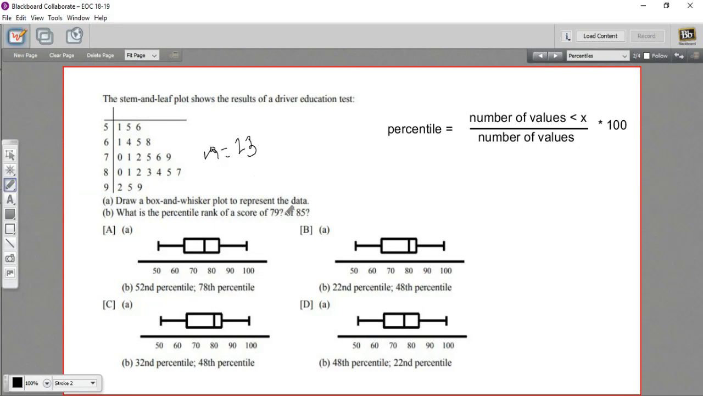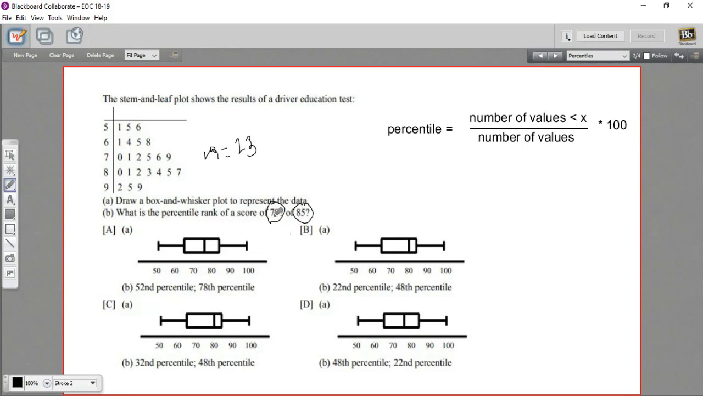They're asking us to draw a box and whisker plot to represent this data, and then to figure out the percentile rank of 79 and 85. These are scores on a driver's ed test. They want to know the percentile ranks of those scores. I'm going to skip the box and whisker part. I've got another video about that, so you can look at that if you'd like to. We're just going to focus on the percentiles here.